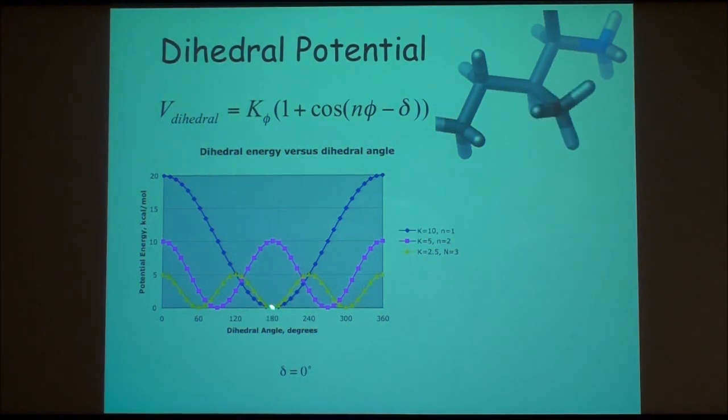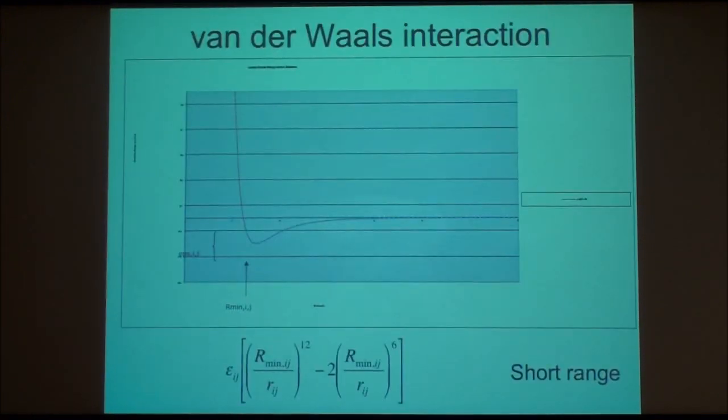The phase is, let me see actually. Yeah, for the case of the blue and yellow curve, we have the same phase. But it's a periodic function. You can actually rotate freely around a bond.